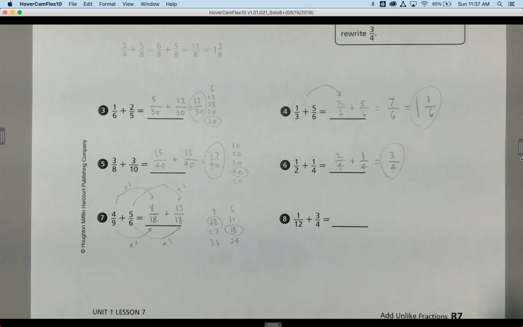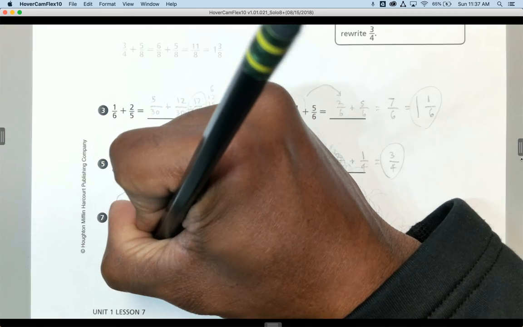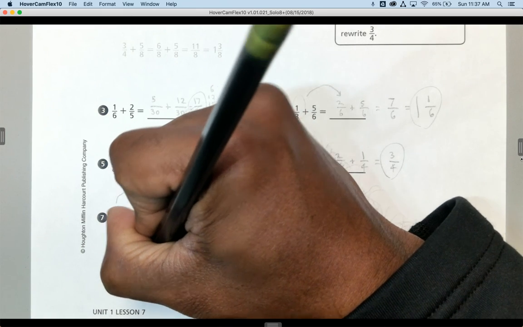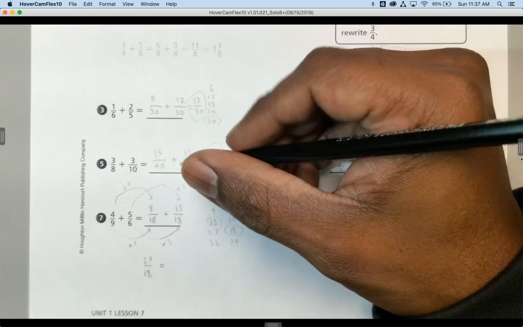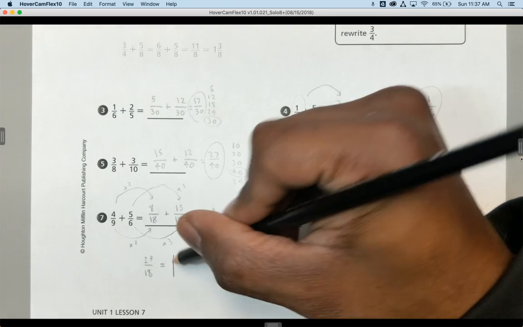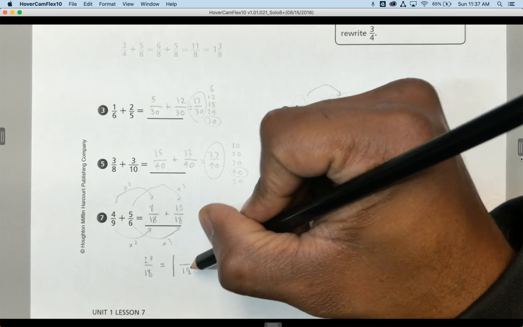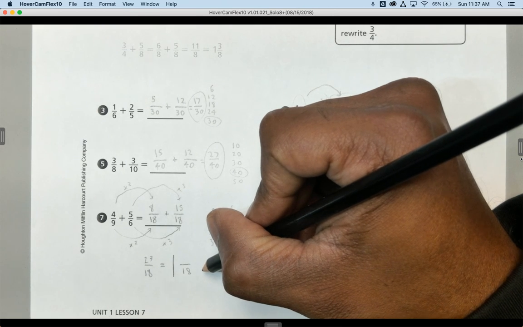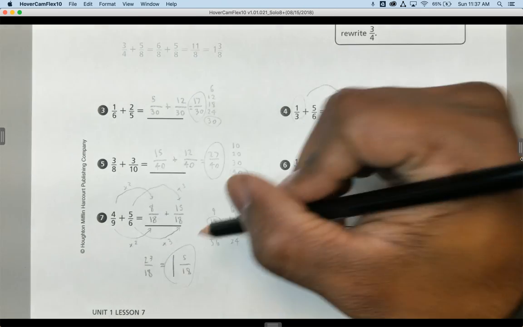Bring it on home. 8 plus 15 is 23. 23/18 is improper. Clean it up. 18 goes into 23 once cleanly. And the leftover amount is 23 minus 18, or 5. 1 and 5/18 is our final.